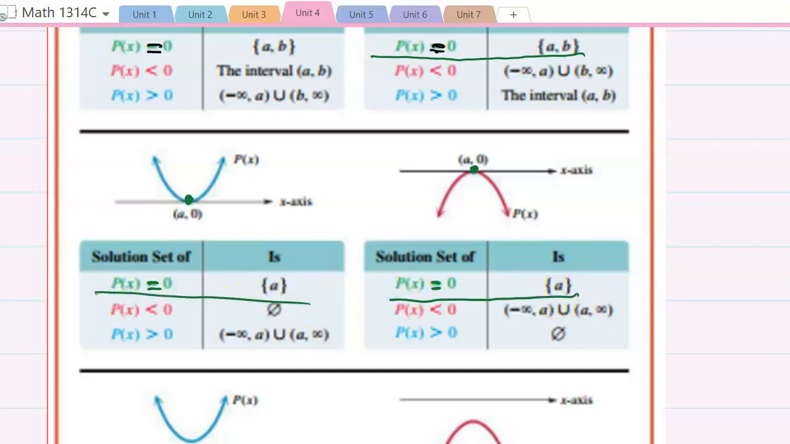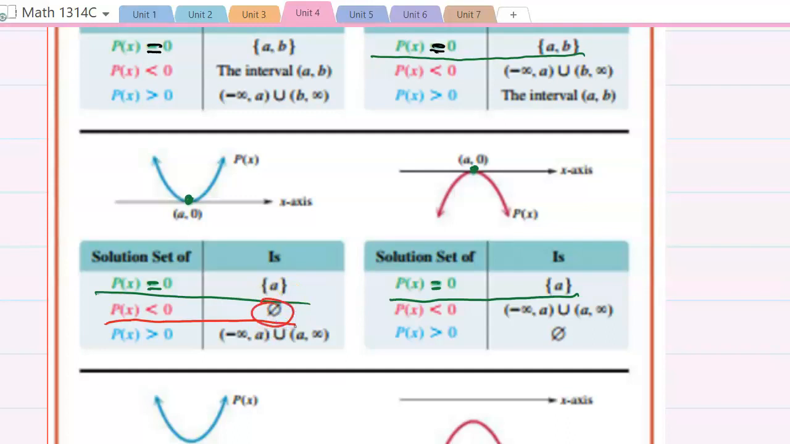For the inequality of f of x is less than 0, we are looking for the portion of the parabola that is below the x-axis. From the graph, we see that there are no portions of the parabola that are below the x-axis, so the solution set is empty, and that is represented by the null set.